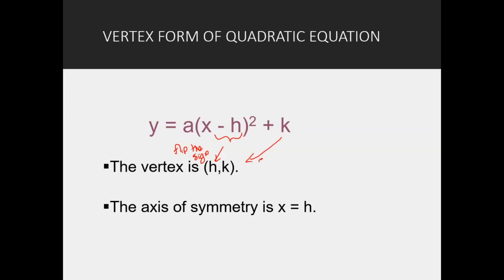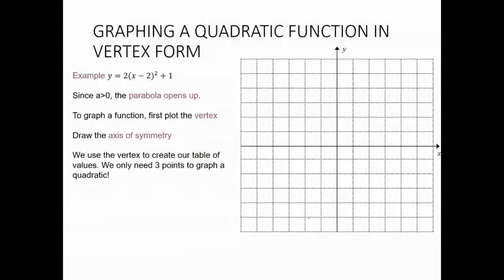This k is exactly the same, but we don't flip the sign of this one, and some students mix that up. I'll show you an example in a minute. Whatever k is becomes my y value, and whatever h is, we flip the sign and that becomes my x value of the vertex. Then the axis of symmetry is just going to be x equals that h value. I will show an example of that as well. So that's my vertex form.